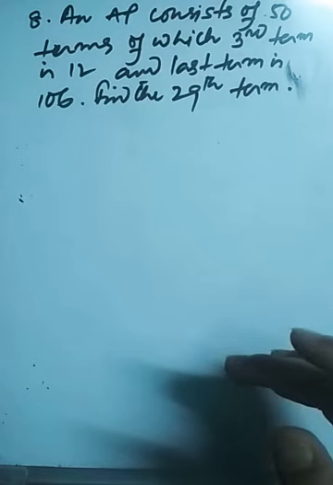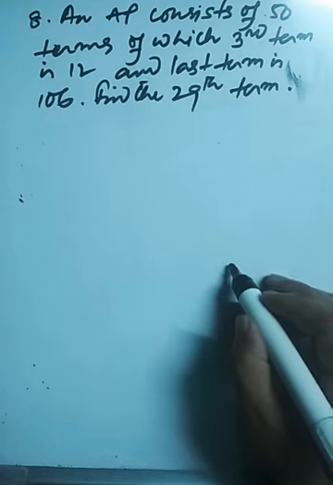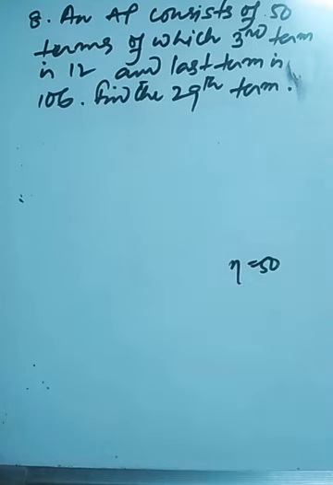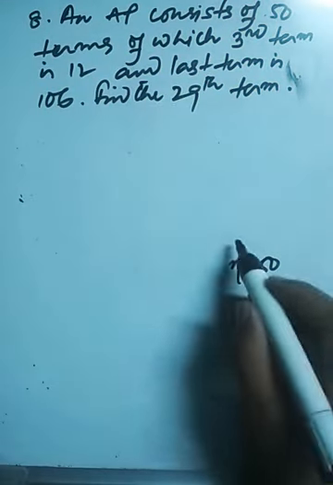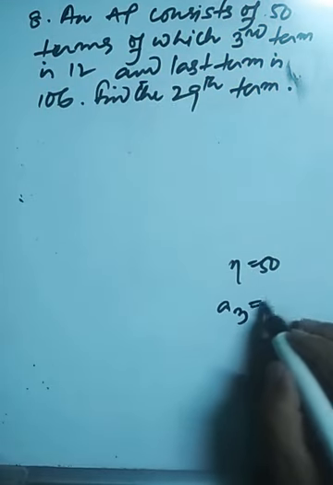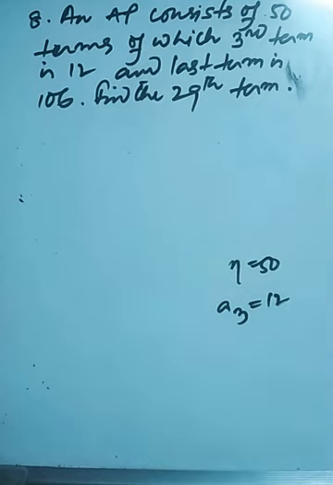Okay, here is the question. An AP consists of 50 terms. So that means in that AP, what is the number of terms? 50. And in which the third term is 12. That means A3 is 12. And the last term is 106.